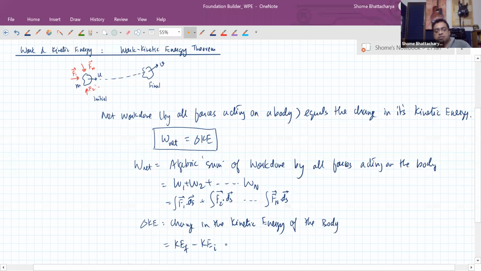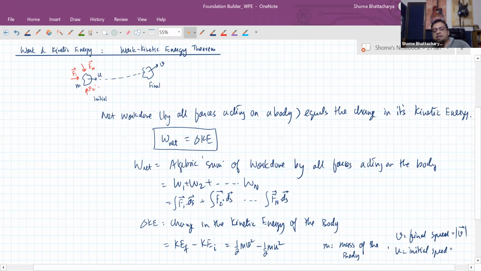So in the case of kinetic energy, the final kinetic energy is half mv square, where the final speed is v, and the initial kinetic energy is half mu square. So here m is the mass of the body, and v is the final speed. Or you can even say it is the magnitude of the final velocity. Speed and magnitude of velocity is the same. u is the initial speed.